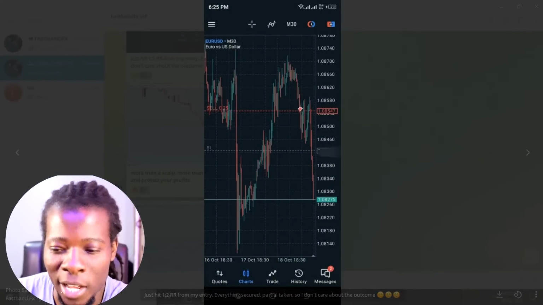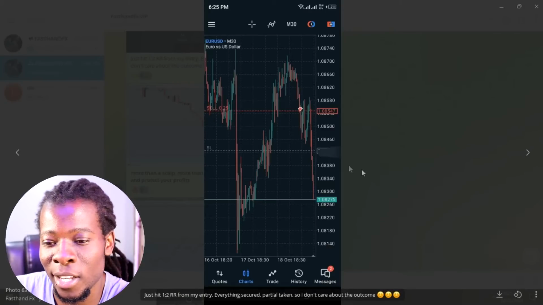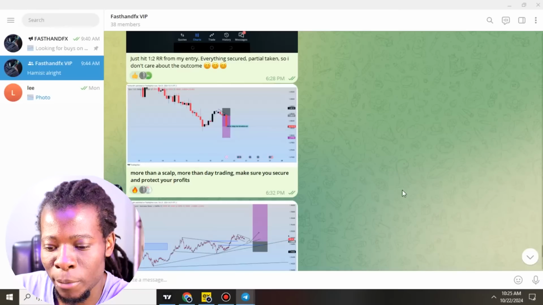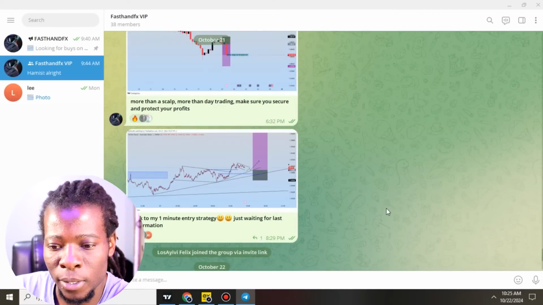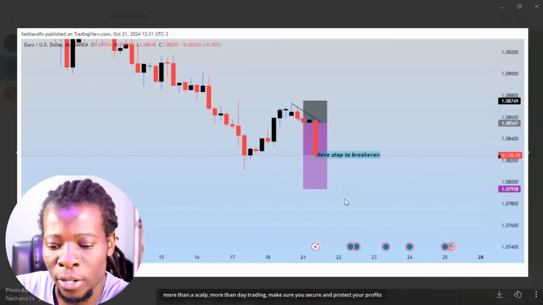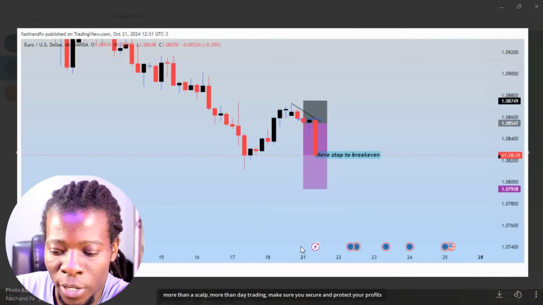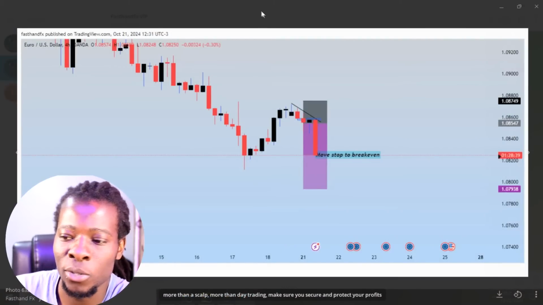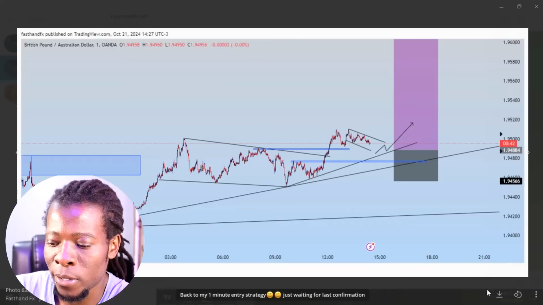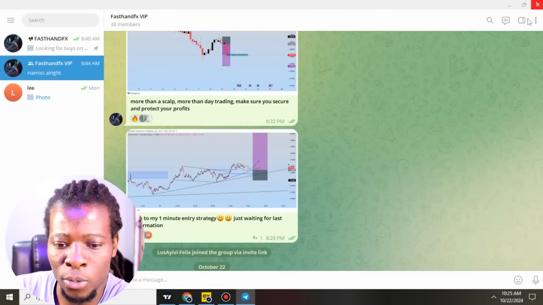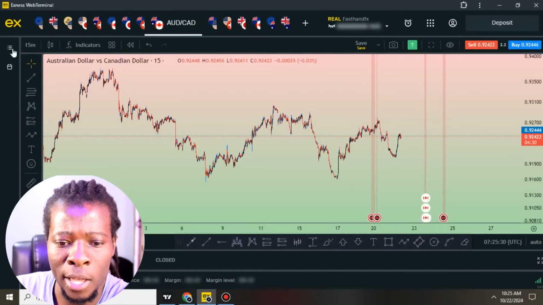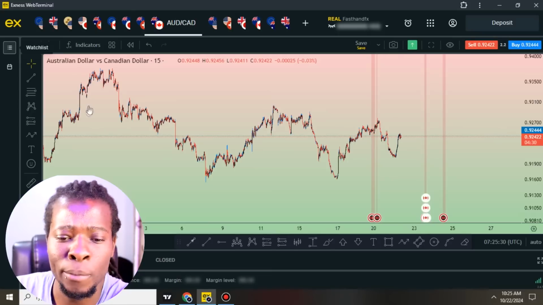So this is my account right over here. I hope you guys can see that clearly. And let me show you. You can see this is the trade. Okay, more than a scalp, more than day trading. Make sure you secure and protect your profit, right? So let me just show you what I was looking for and why that was a very simple analysis.